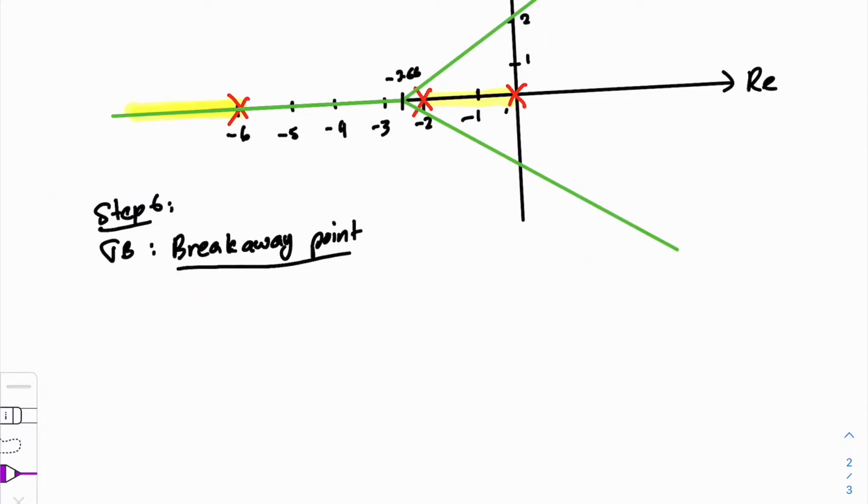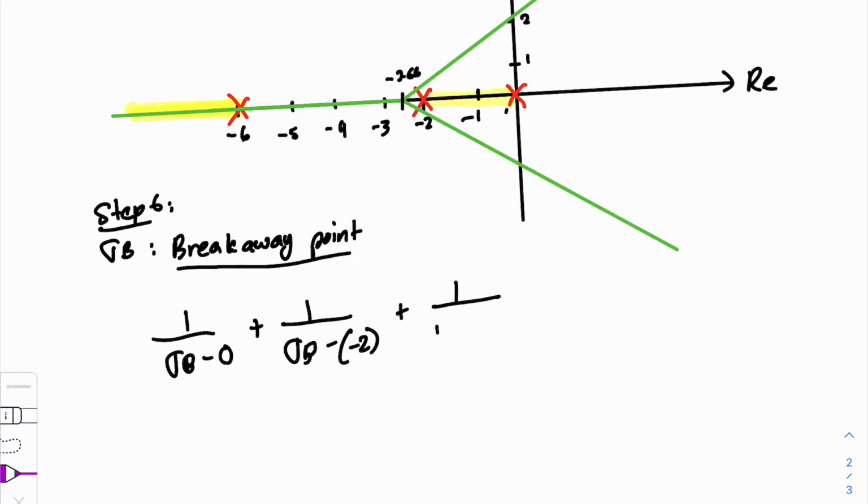Step number 6 is to find sigma b, which is your breakaway point. It is given by 1 over sigma b minus the value of your pole. So you have 1 over sigma b minus 0, plus 1 over sigma b minus 2, plus 1 over sigma b minus 6, and that is equal to 1 over sigma b minus your zeros. But you don't have zeros, so that will be 0 there.